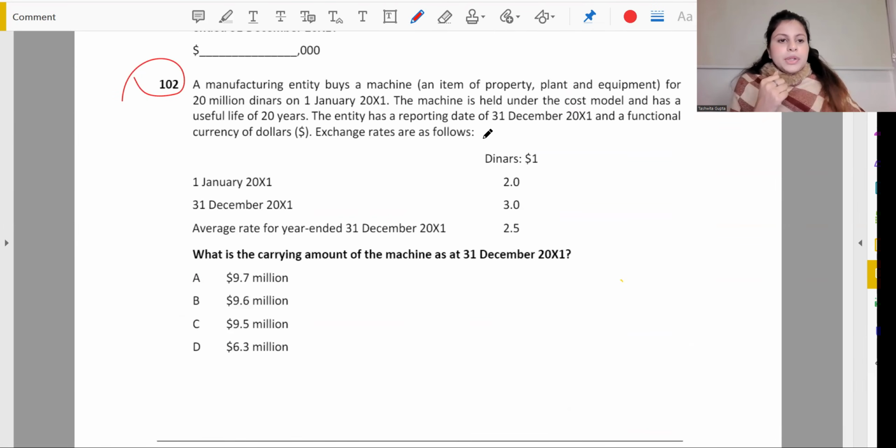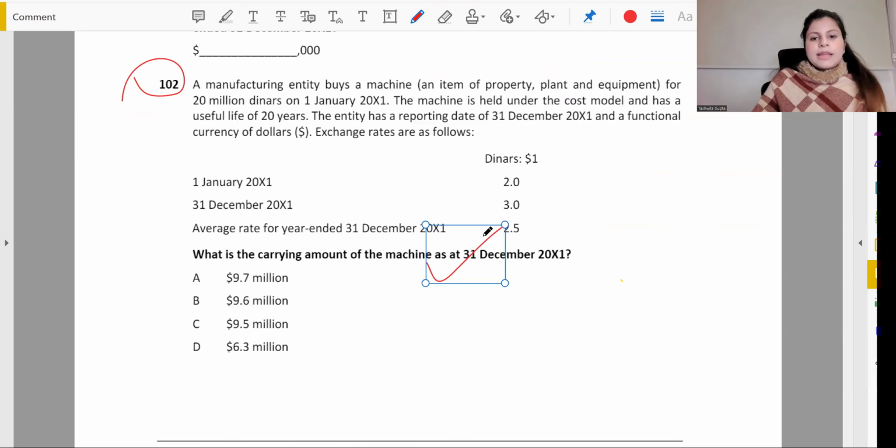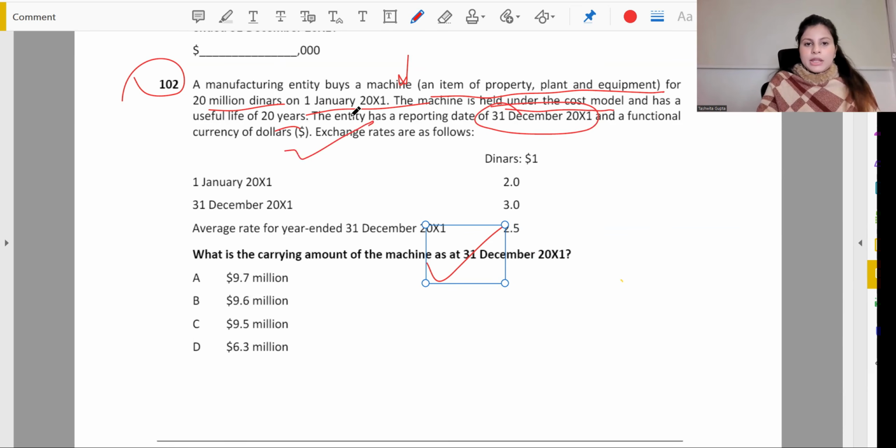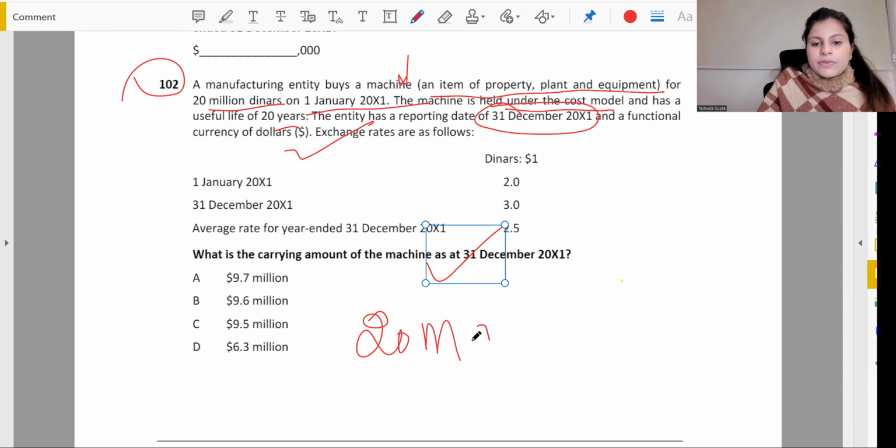102. Related to PPE. So what is the carrying amount of the machine? They are saying a machinery manufacturing entity buys a machine, an item of PPE for 20 million dinars on 1st January 2001. The machine is held under cost model and has a useful life of 20 years. The entity has a reporting date of 31st December and a functional currency of dollars. So they have given you the opening value. Opening value is 20 million dinars of this machinery. And the life of this is 20 years. So you will apply depreciation to this.